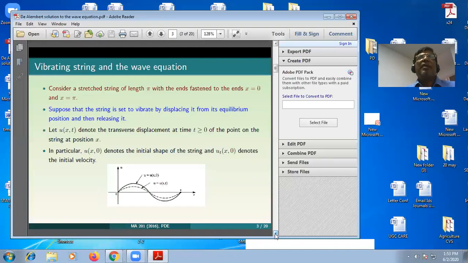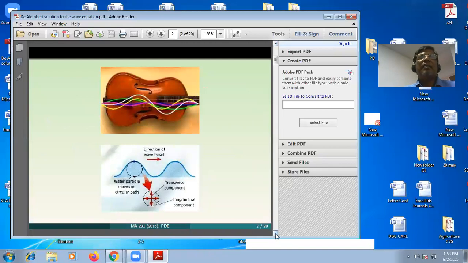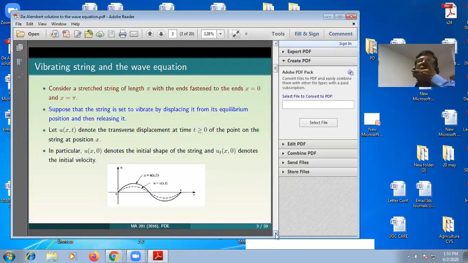So, vibrating string and wave equation, we are seeing here, because we have to give D'Alembert solution to the wave equation. So firstly, we have to understand what the wave equation is. Let us consider a straight string of length pi with the ends fastened to the end x is equal to 0 and x is equal to pi. Means the length of the string starts from 0 to pi.